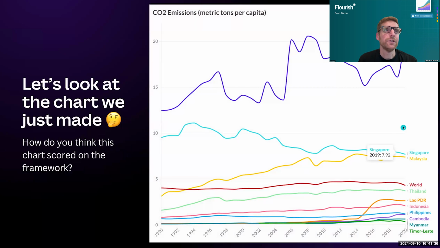Okay. So what we can do now is use that framework to get an idea of how many decisions we made. We've got our big framework there, and we can think about how this chart scored on the framework. I think it probably scored pretty low because this is your default chart. This is where we just put our data in and let the tool make all the decisions about how it looked. So that one is going to score pretty low.